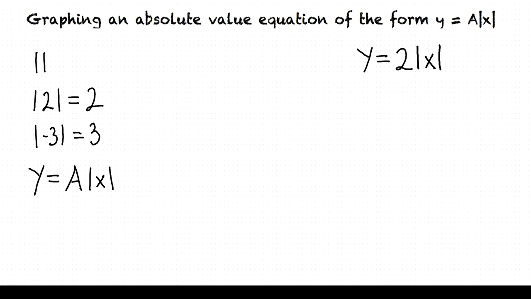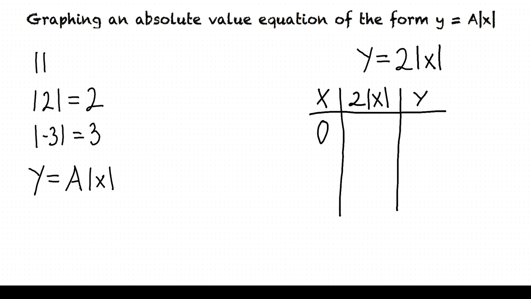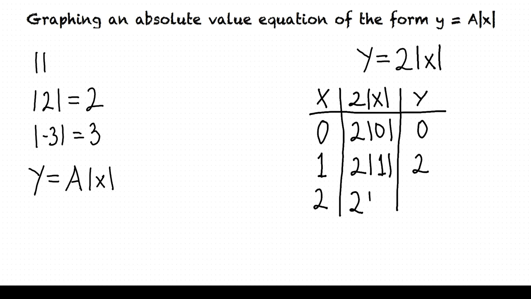Consider the example y equals 2 times the absolute value of x. This is of the form y equals a times the absolute value of x, where a equals 2. Let's make a table and plot some points to see what this looks like. If x equals 0, then y equals 2 times the absolute value of 0. And since the absolute value of 0 equals 0, y equals 0. If x equals 1, then y equals 2 times the absolute value of 1, which is 2 times 1, or 2. If x equals 2, then y equals 2 times the absolute value of 2, which is 4.